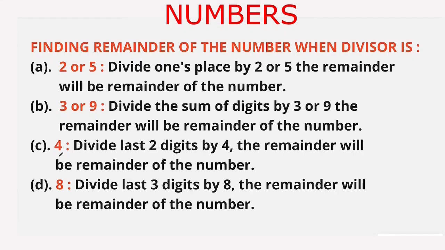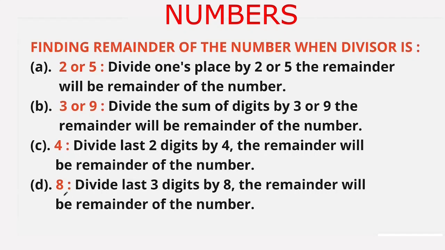Part C: 4. If the divisor is 4, it means divide the last two digits by 4. The remainder will be the remainder of the number. It means that if a number is given to you, then you have not to divide the entire number. You have just to divide the last two digits of the given number by 4, and whatever remainder you get will be the remainder for the given number.